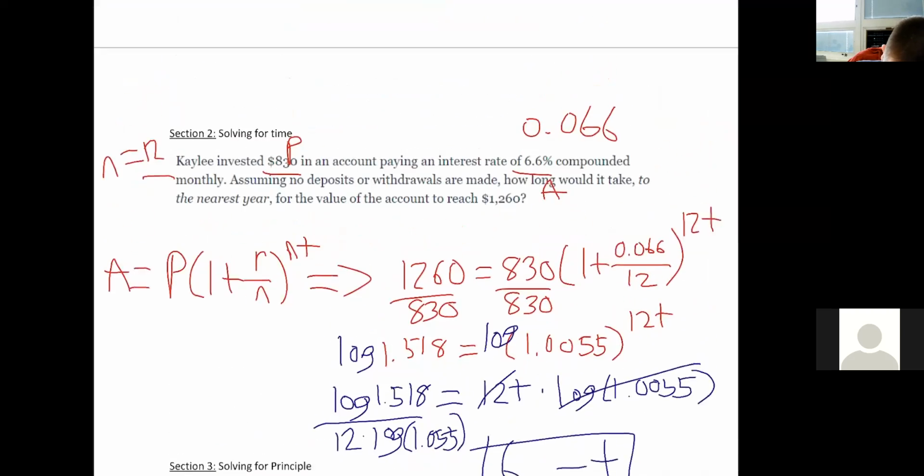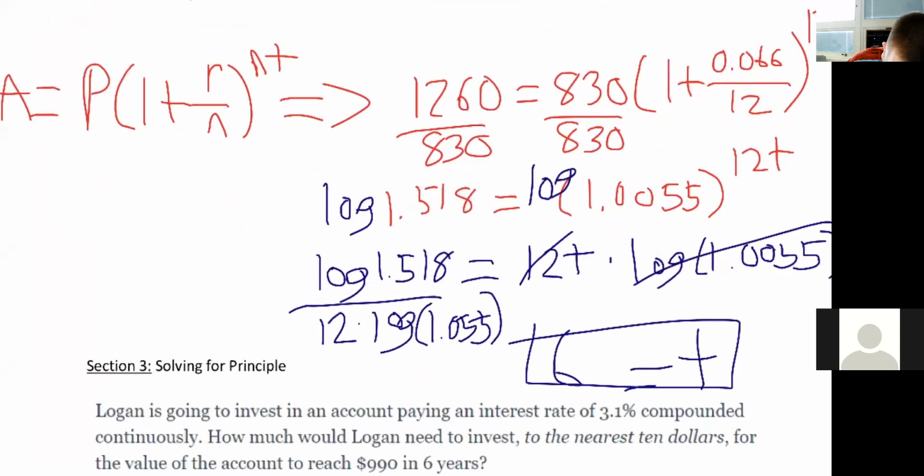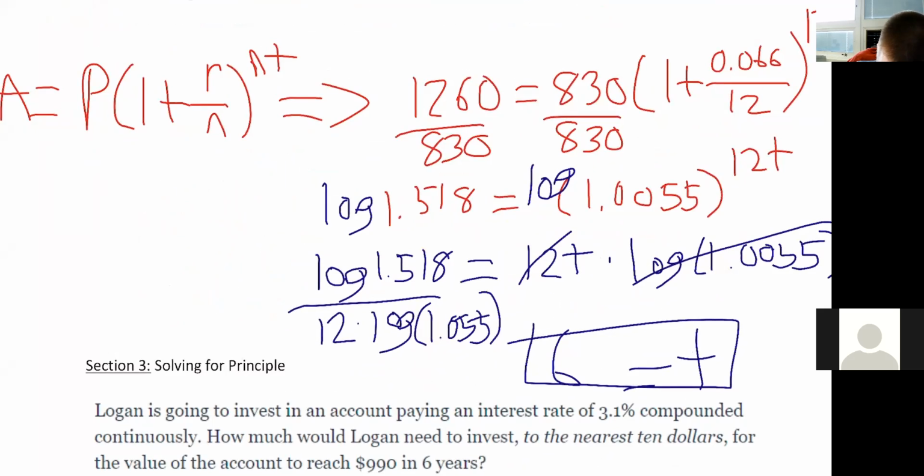But honestly, when you put this in your calculator, you might be better off just dividing one of these at a time. Like just do log of 1.518 divided by 12, get that answer, then divide it by the log, or divide it by the log and then divide by the 12, if that makes sense.